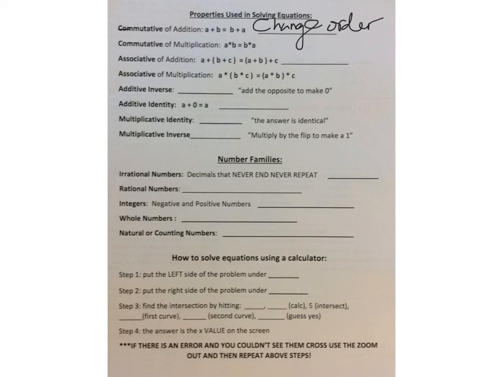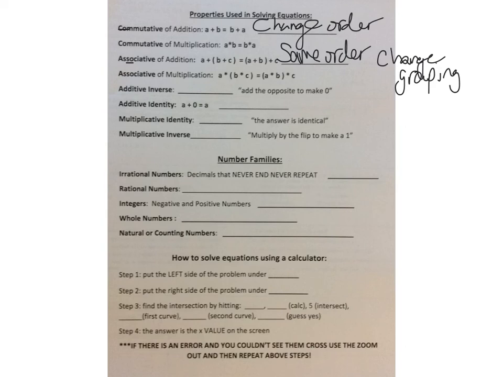The associative property, A plus B plus C equals A plus B plus C. When we talked about that, it's the SO. See the SO in there, same order. And all we're doing is changing our grouping. So change grouping. That's the associative property of addition and the associative property of multiplication.